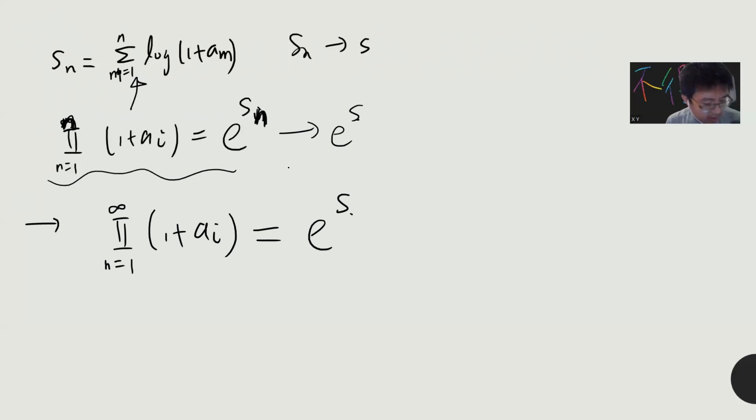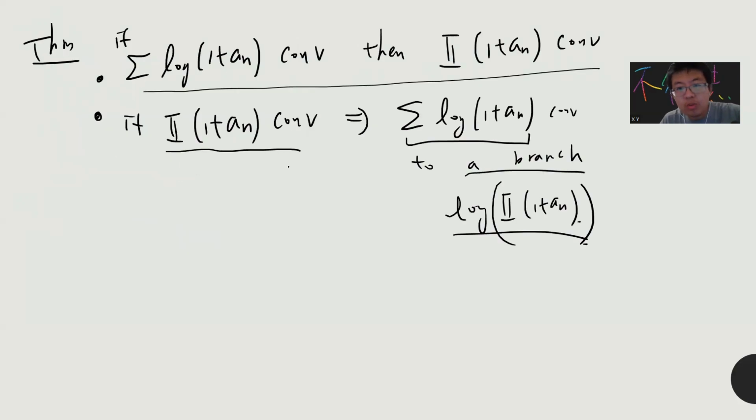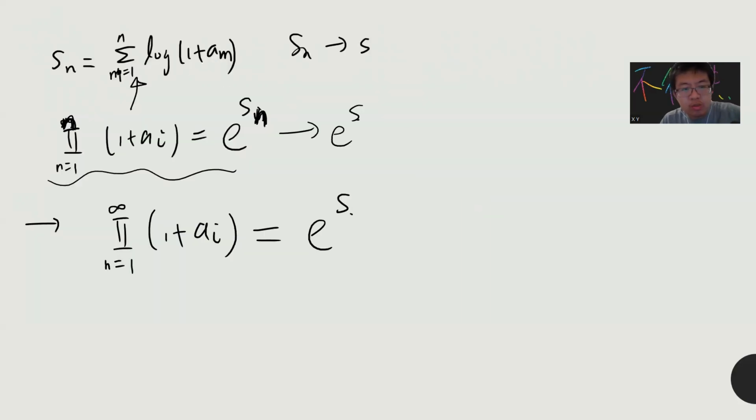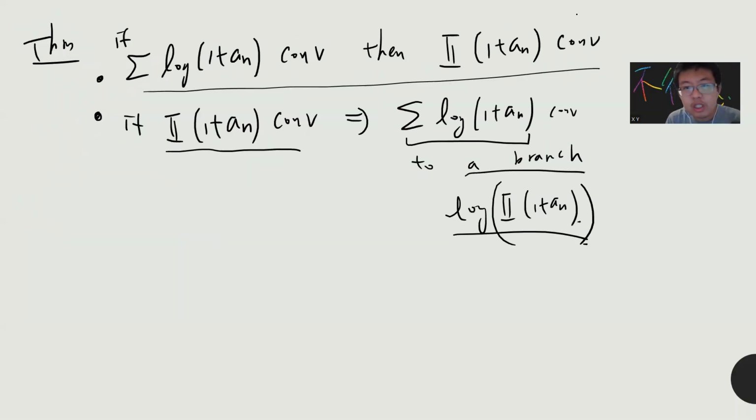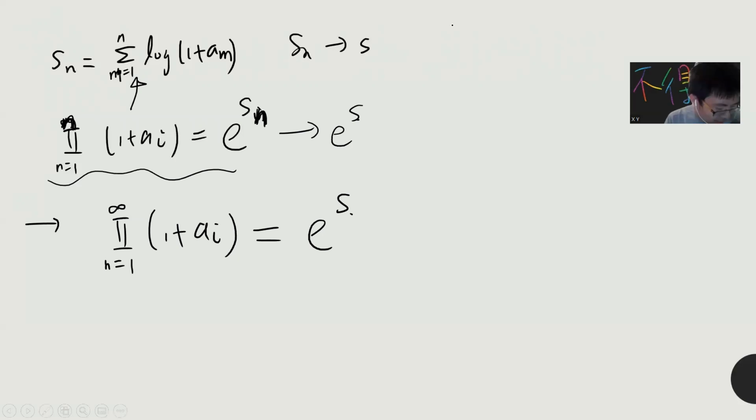Now what we need to show is that these guys converge. This is what we need to show: that these guys converge. Since these guys converge, we already know these guys converge.